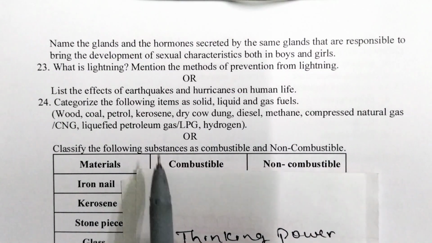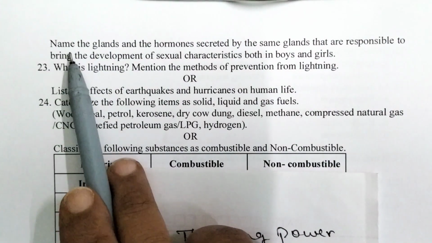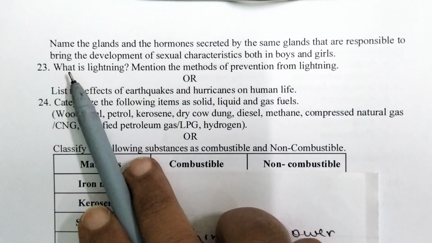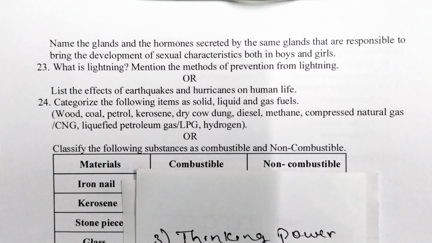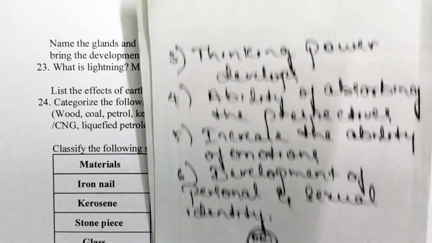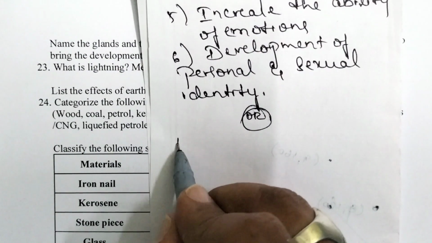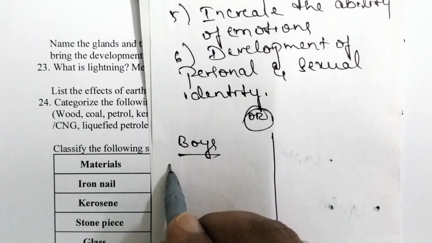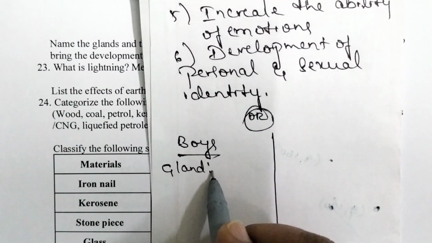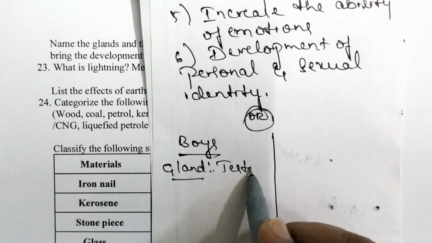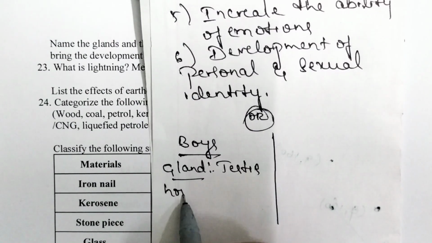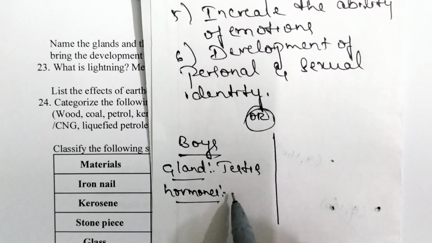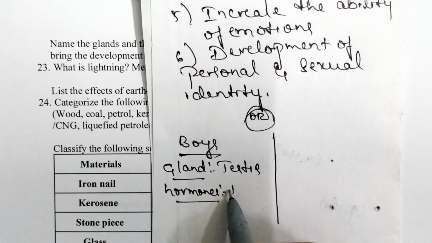adolescence. In the 22nd question itself, one more internal choice question is there. Name the gland and the hormones secreted by the same gland that are responsible for the development of sexual characters in both boys and girls. So now let us answer. First let us answer regarding boys. The name of the gland is testes. And what type of hormone does it secrete, which is responsible for the secondary sexual characters? It is testosterone.